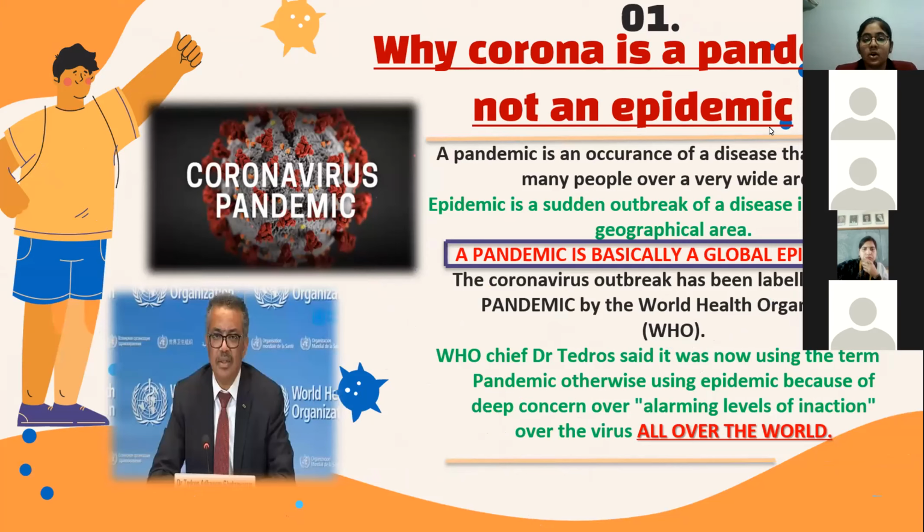A pandemic is the occurrence of a disease that affects many people over a wide range of area. An epidemic is a sudden outbreak of a disease in a certain geographical area. A pandemic is basically a global epidemic. The coronavirus outbreak has been labeled as a pandemic by the WHO because of the alarming levels of the spread of the virus all over the world instead of a certain area. It first started in China, but later it spread throughout the world.